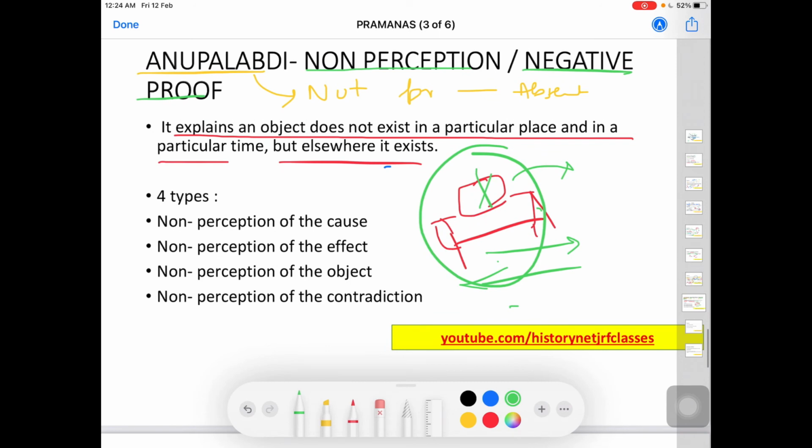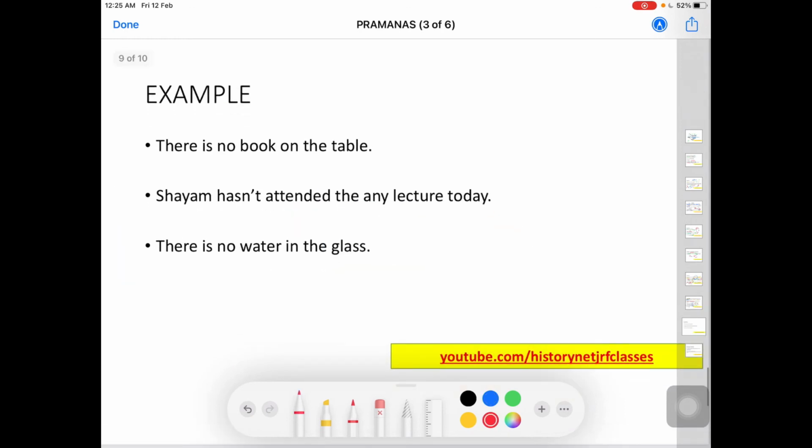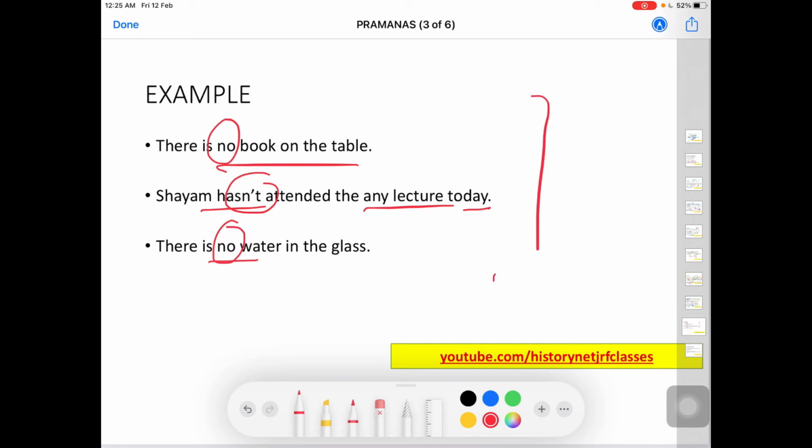So this will come under Anuplabdhi, that is, it is not present. This Anuplabdhi can be of four types: non-perception of the cause, effect, object, or contradiction. It applies in lots of places, almost every place. Anything can be absent at any given point of time. So the examples are: there is no book on the table; that book is not there. Shyam hasn't attended any lecture today; Shyam is absent. There is no water in the glass. So it deals with negative sentences where there is a sense of negativity.